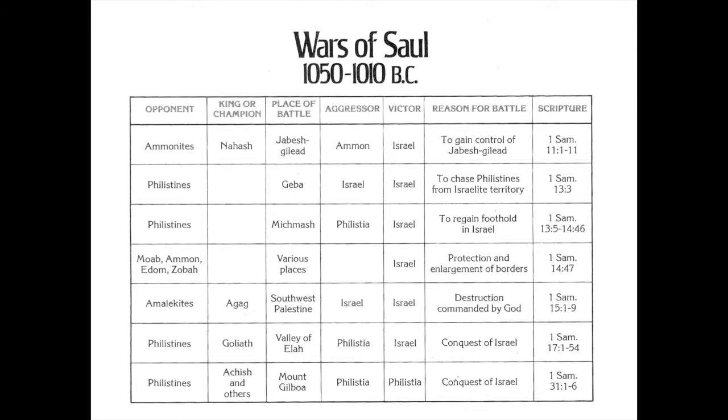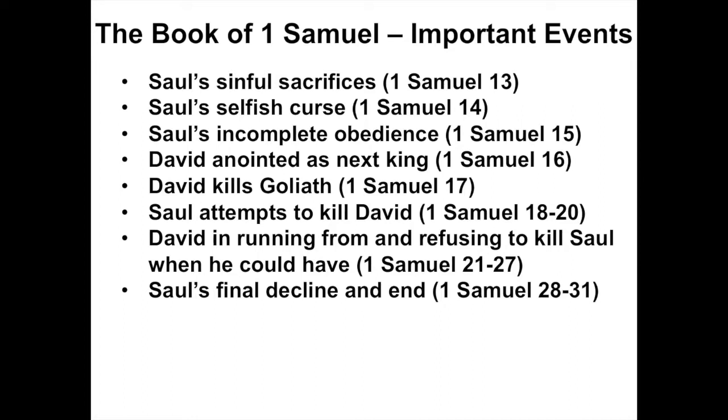There was definitely a period of success for Saul. Even when his spiritual failure was fully exposed, in many ways he kept on winning battles in the name of the Lord. Well, in any regard, we come on next to some of the important events of the book of 1 Samuel. We see that Saul had, first of all, sinful sacrifices in 1 Samuel 13. He sacrificed in an unauthorized way before God, and the prophet Samuel called him on it. I love to preach on that passage because it's an example of how excuse-making is very prominent.